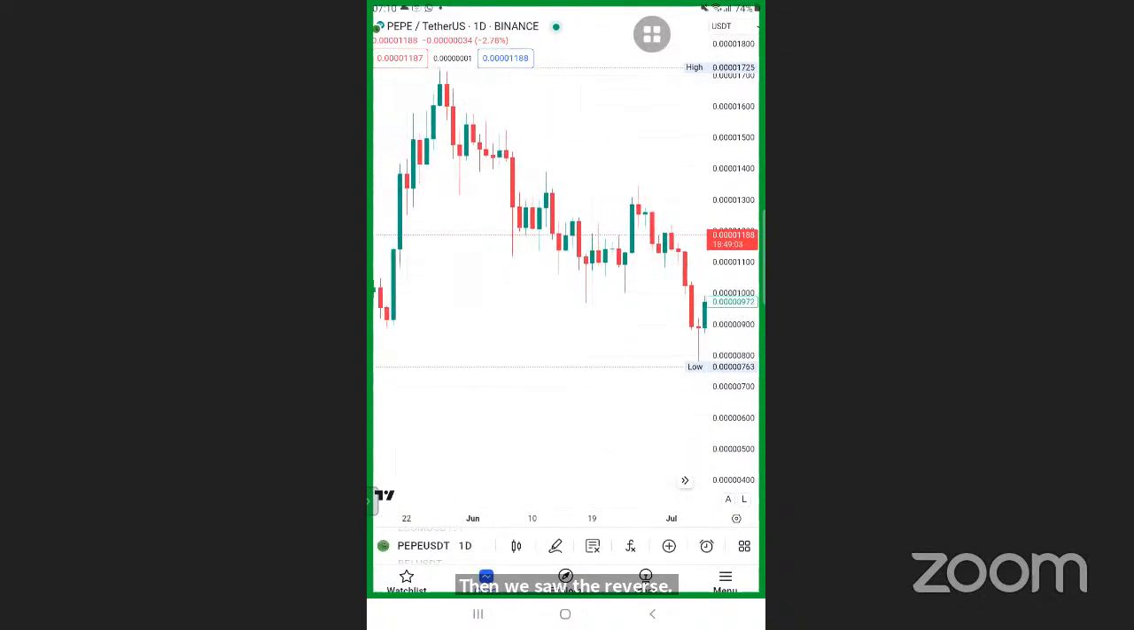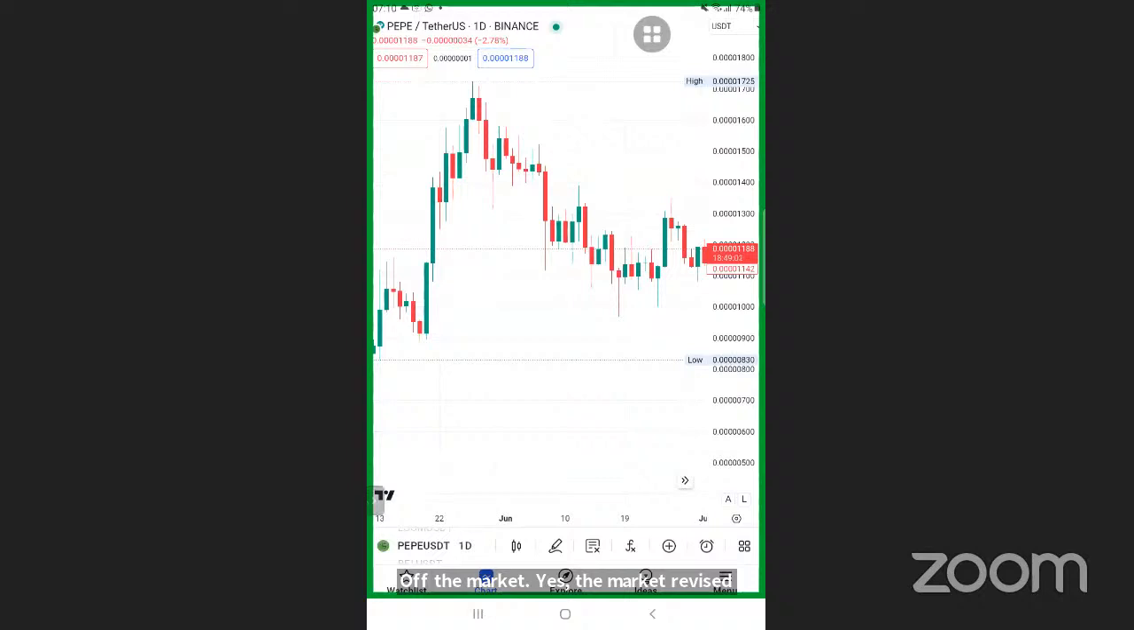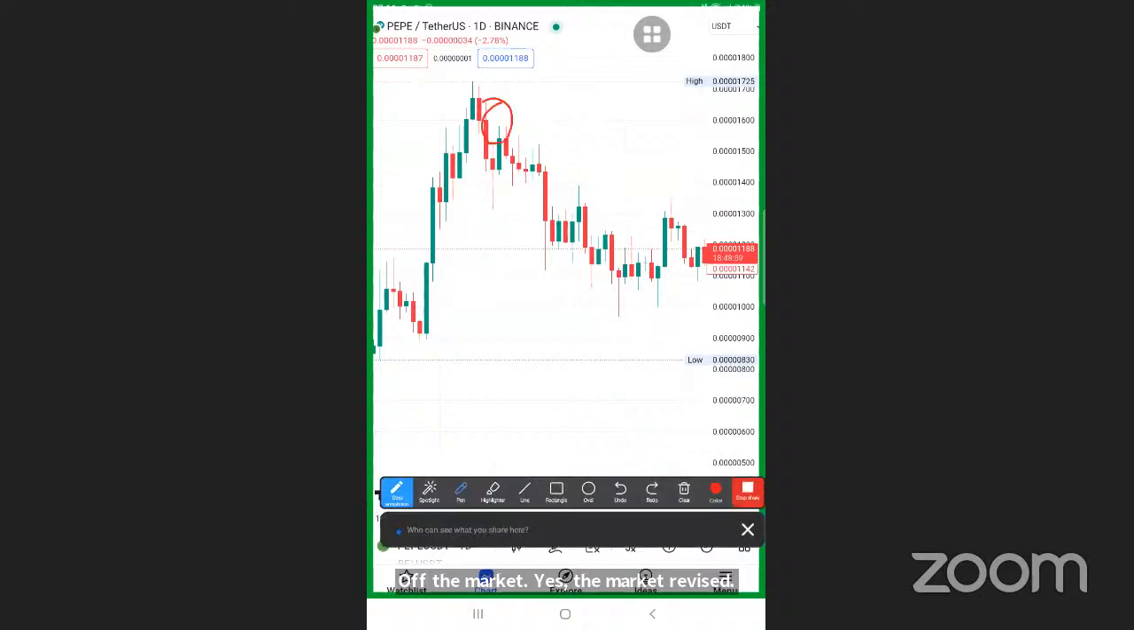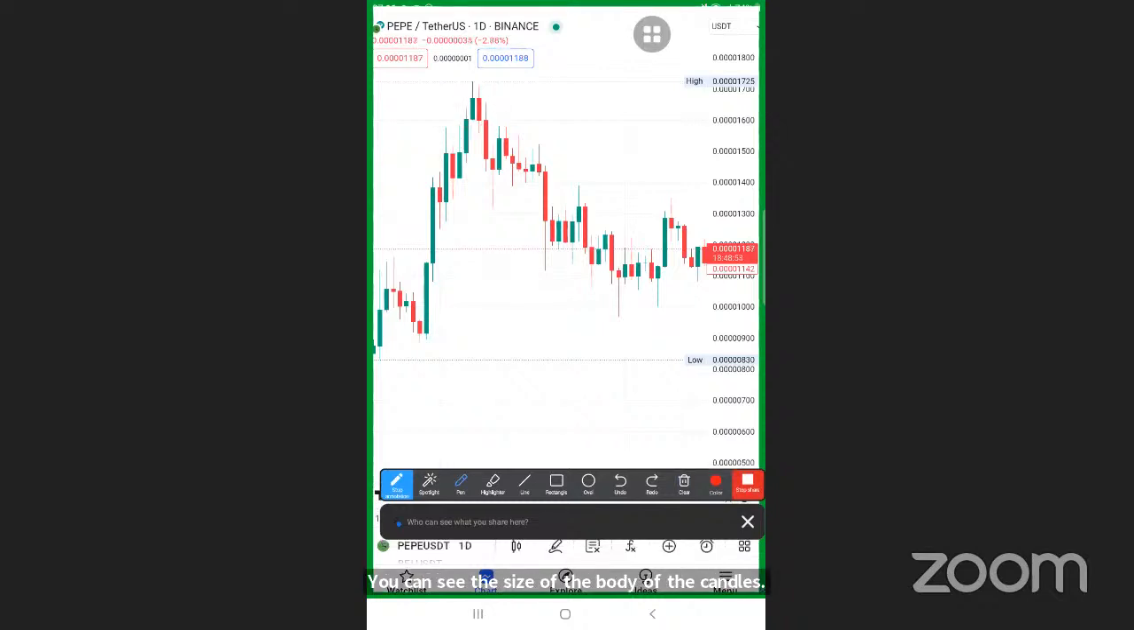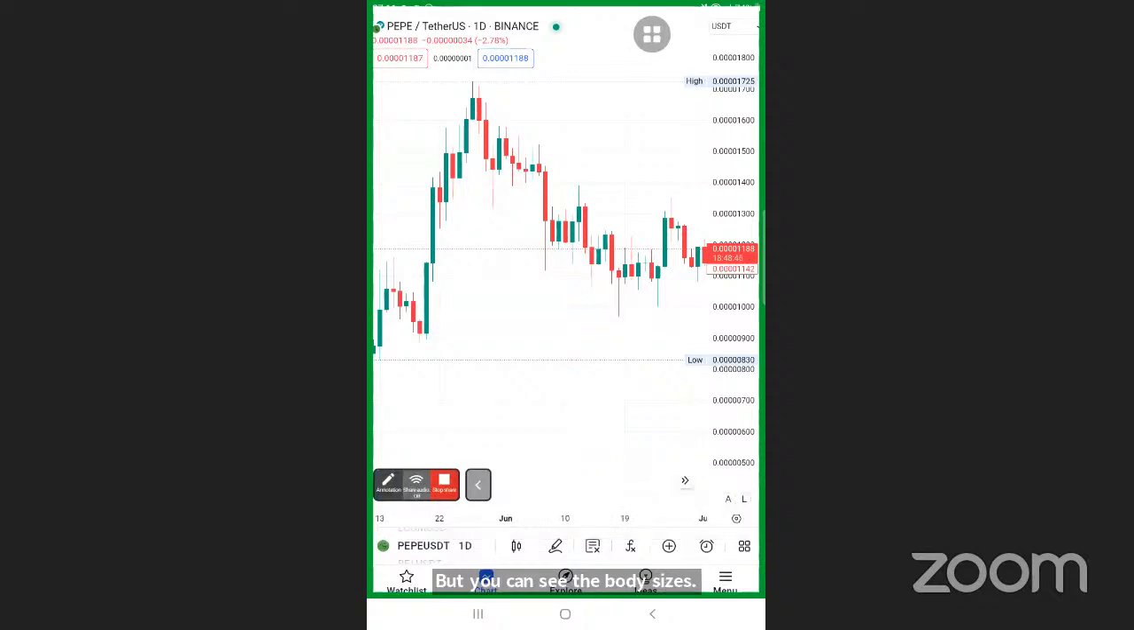Yes, the market reversed. So this is a tweezer top, guys. You can see the size of the body of the candles. Yes, the presence of shadows is there, though it's not long enough, but you can see the body sizes. That tells you that that has been a tweezer top.